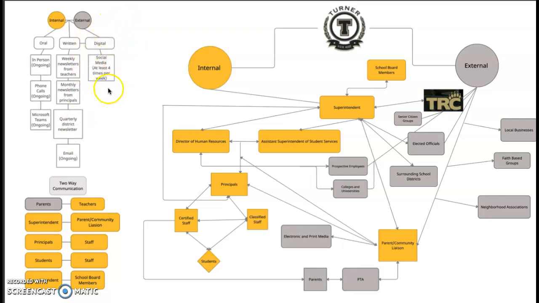For digital, our social media is run by the parent community liaison. She makes an attempt to post on each social media site at least 4 times a week. She tries to do it daily as she can. She takes a lot of consideration into what she puts out on social media because she wants to make sure the engagement is high. So she told me that she tries to make sure that she's not just posting like, oh, we have a football game on Friday and it starts at 7 o'clock. She wants more than that.